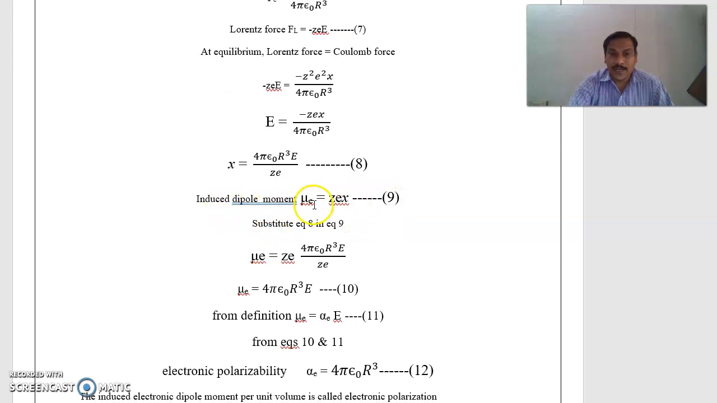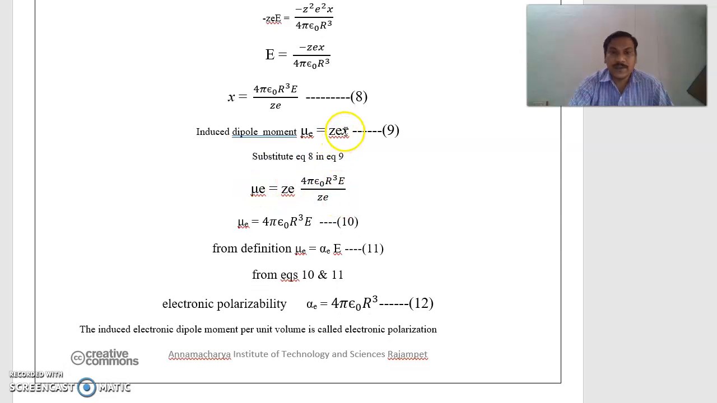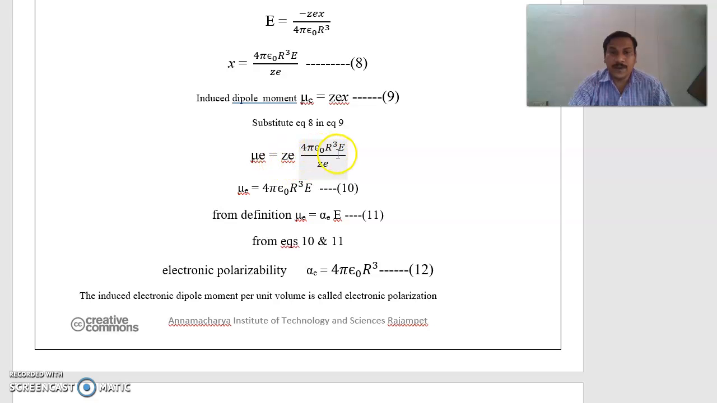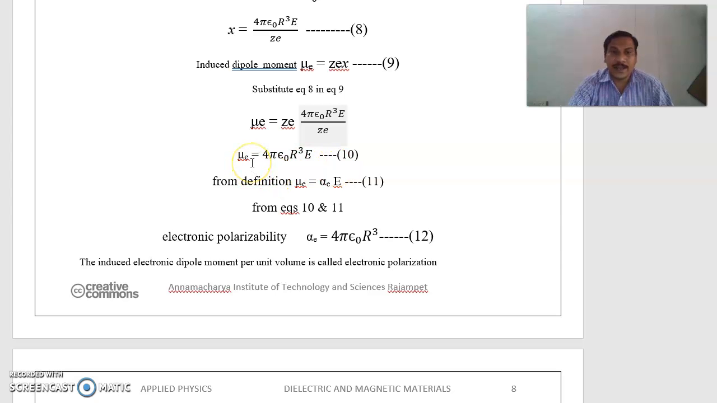Next, the induced electronic dipole moment mu E is equal to total charge Ze into x, where we are taking the positive charge, plus Ze into x. Substitute equation 8 in equation 9. Then the electronic dipole moment mu E is equal to Ze into 4 pi epsilon naught into r cube into capital E by Ze. Ze gets cancelled, then you get equation 10, that is, electronic dipole moment mu E is equal to 4 pi epsilon naught r cube into capital E.